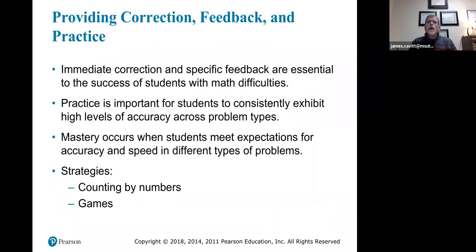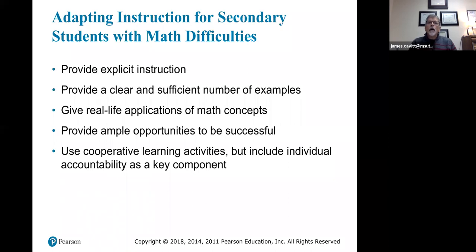Correction and feedback. You want perfect practice. So that's why you have guided practice to correct them and give them feedback, and then independent practice to be perfect. Remember, Dr. Sissa says, perfect practice, our practice makes permanent. So if we want to make it permanent, we need to practice it perfectly to make it permanent perfectly. And adapting instruction for secondary students. Again, there is more information in your text.